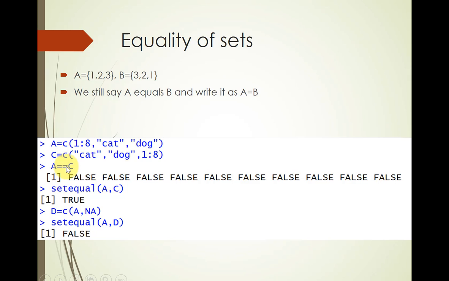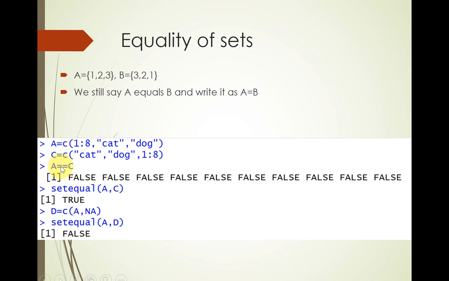Now if you ask if something is equal to something else, you expect it to be either true or false. In other words, you expect the answer to be a Boolean. But this doesn't work quite the way we want, because I want to ask whether A is equal to C, but if I try it, I get this. So what is it doing? What is this equals operator doing?